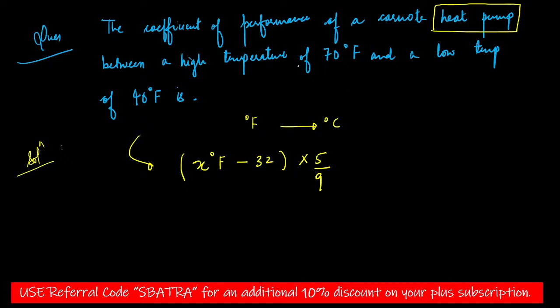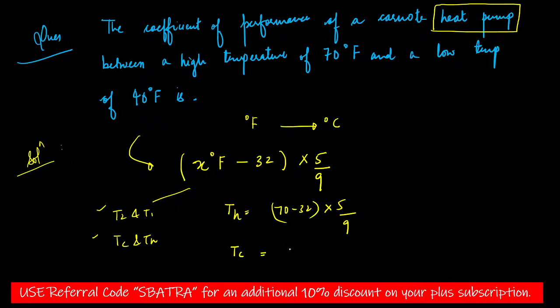What we need now are two temperatures, T2 and T1, or we can represent them as T cold and T hot. T1 is always greater than T2. So let's calculate the first temperature, T hot, 70 degrees Fahrenheit: (70 minus 32) into 5 by 9. And T cold is (40 minus 32) into 5 by 9. So let's calculate these two values.